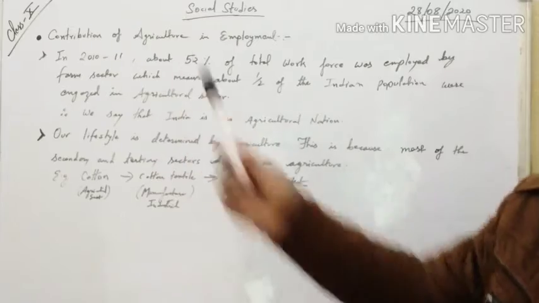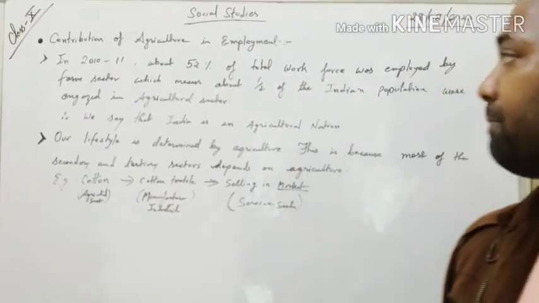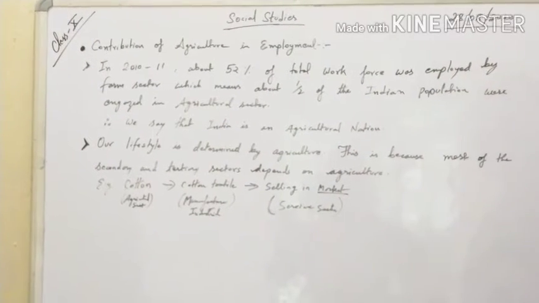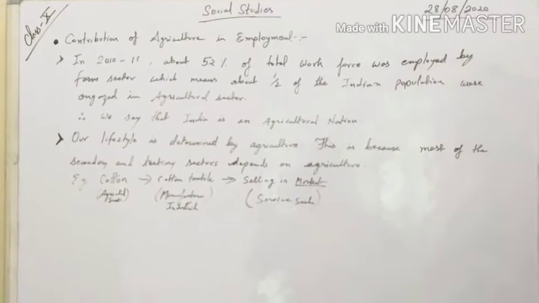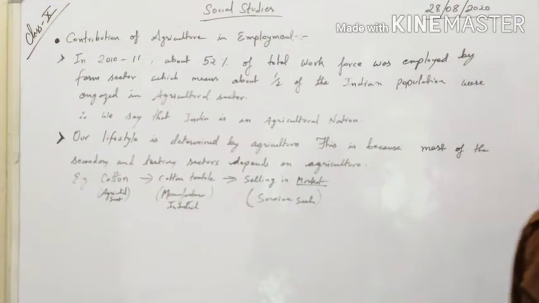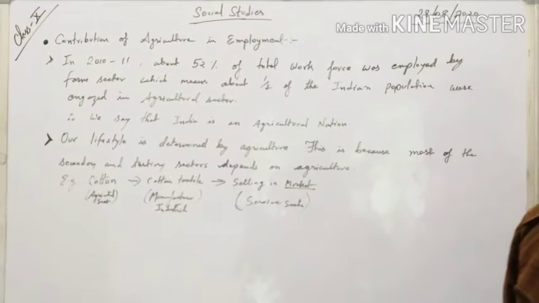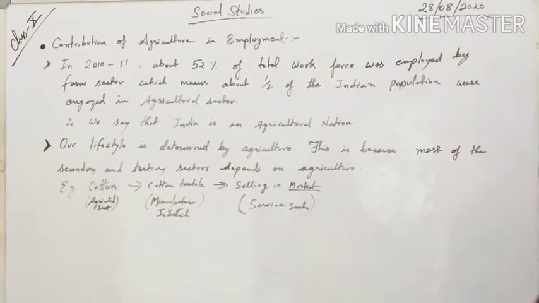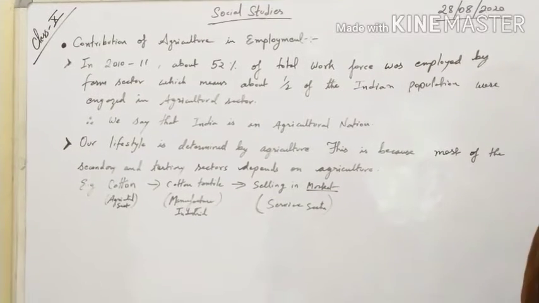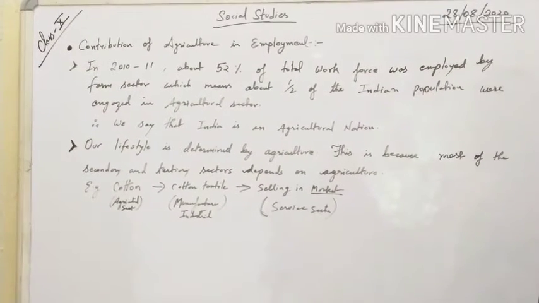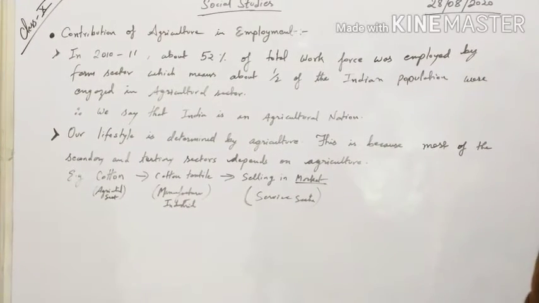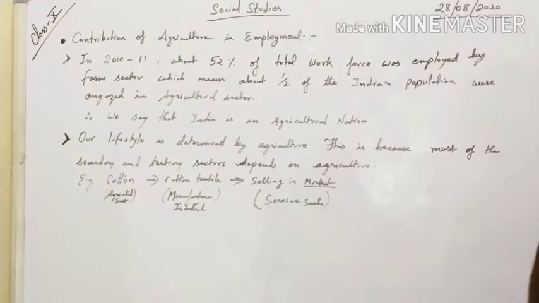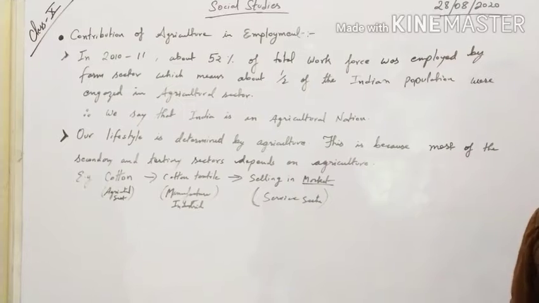Okay, students, now let us understand the contribution of agriculture in employment. In 2010-11, about 52% of the total workforce was employed by the farm sector, which means about half of the Indian population was engaged in agricultural activities, that is, in the agricultural sector. Therefore, we say that India is an agricultural nation. As 52% of the total workforce is engaged in agriculture, India's economy is totally dependent on agriculture. Most of the production comes from agriculture, and most of the secondary and tertiary activities are also dependent on agriculture. Therefore, our country is an agricultural nation.